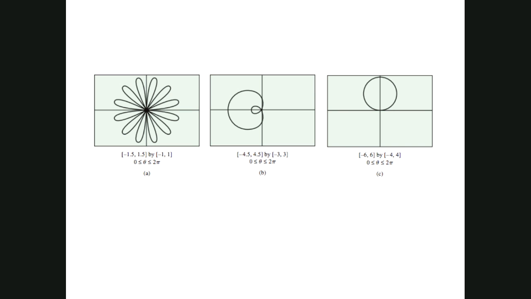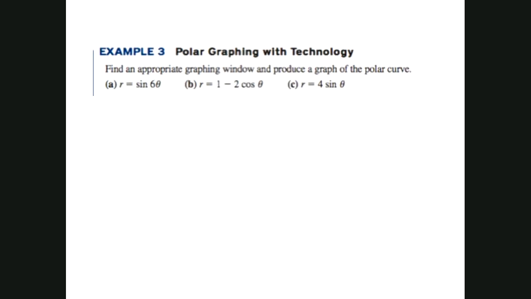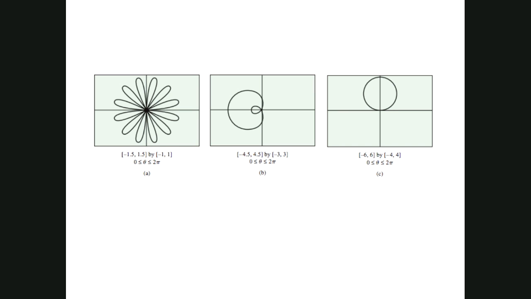And the last one, I don't remember what the equation was for the last one. 4 sine of theta should look something like this. So you should be able to graph functions with polar coordinates. And that is how you do it on your calculator. Just change it to polar coordinates, and you should be able to get the graphs.